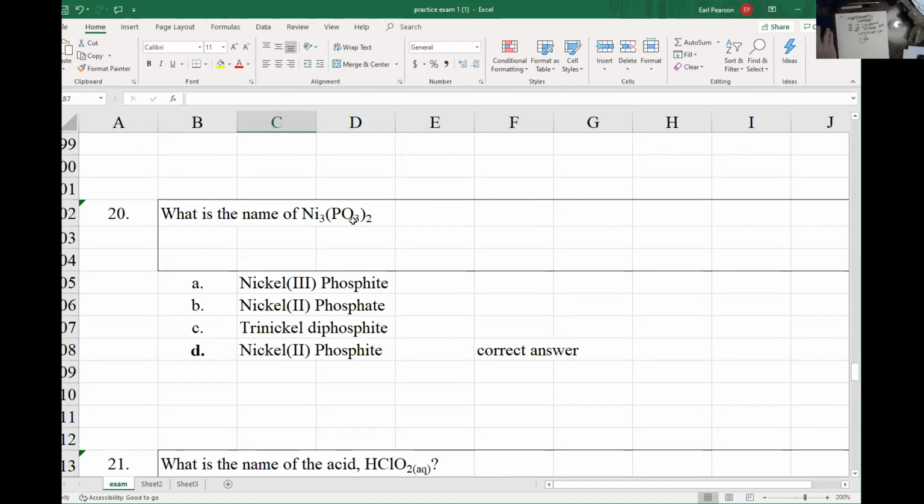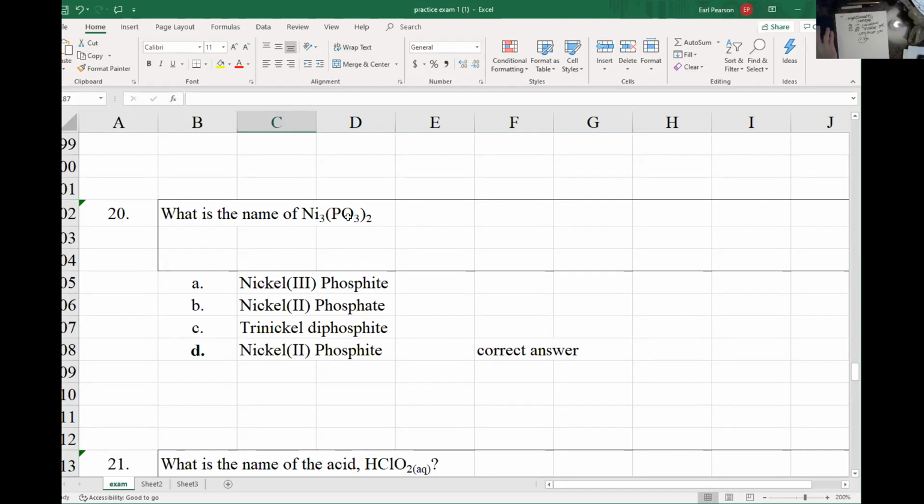This is PO3, phosphite. PO3 3 minus is phosphite. So ITE is the correct ending, phosphite. So it's not that one, and it's not that one. So it has to be one of these two.